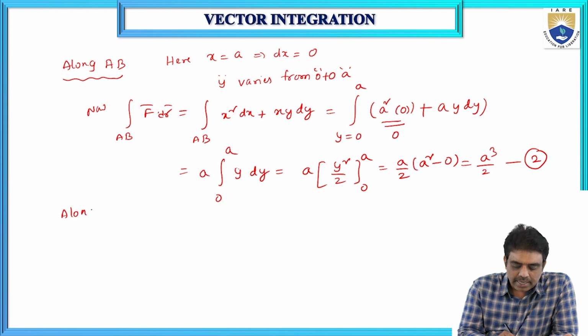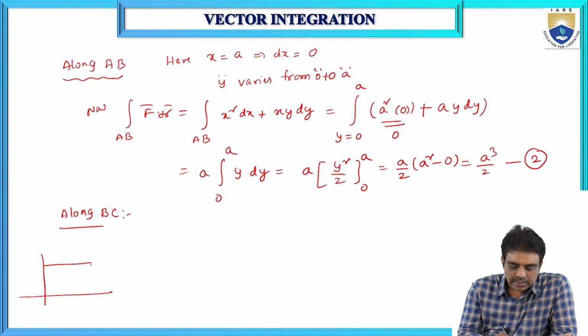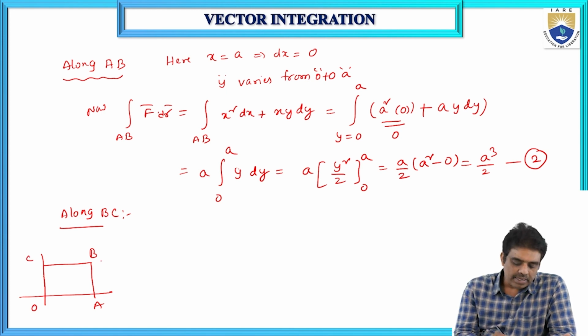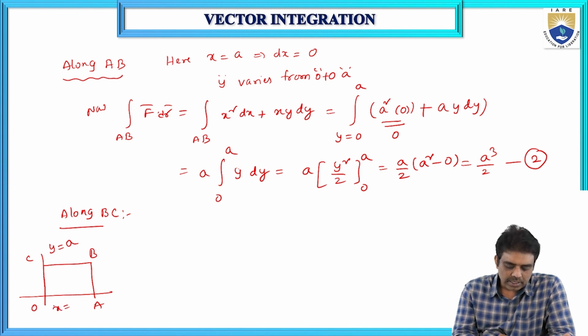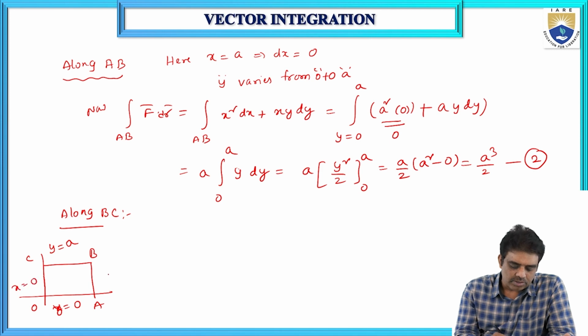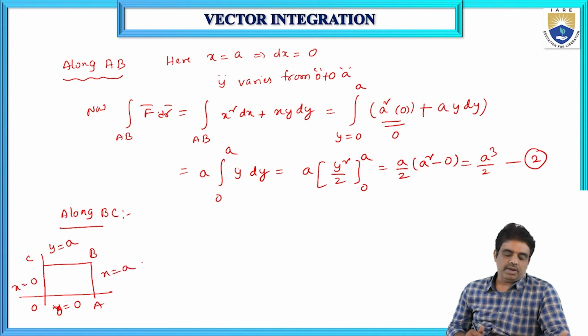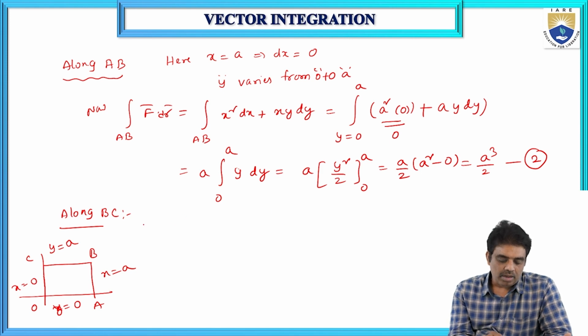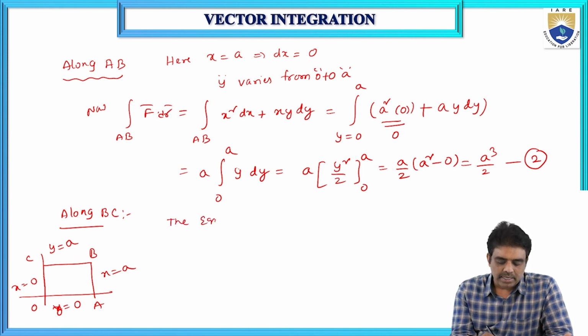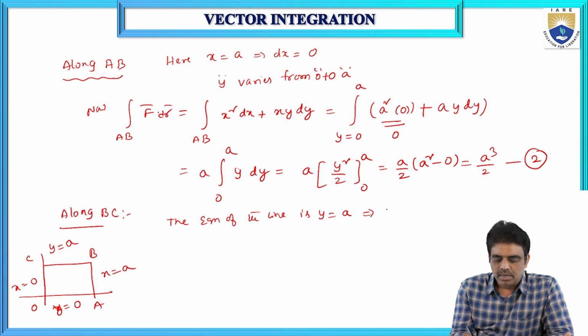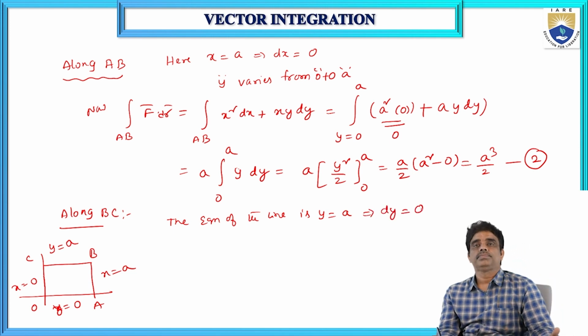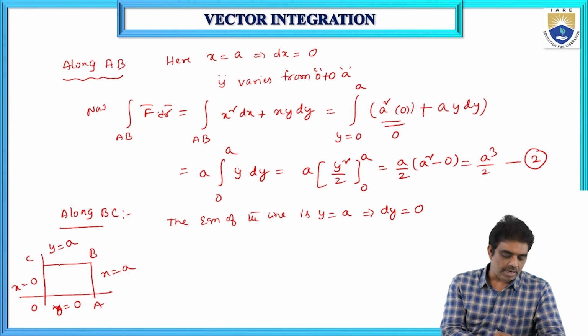Then what is the third one? Along BC. This is OA, AB, and now along BC. So what is the equation of BC? Given y is equal to a. This is y is equal to 0 and y is equal to a. This is x is equal to 0. This is x is equal to a. Already we have taken x is equal to a along AB. Now along BC, the equation of the line is y is equal to a, or dy is equal to 0.